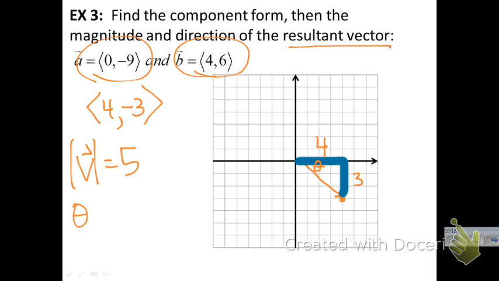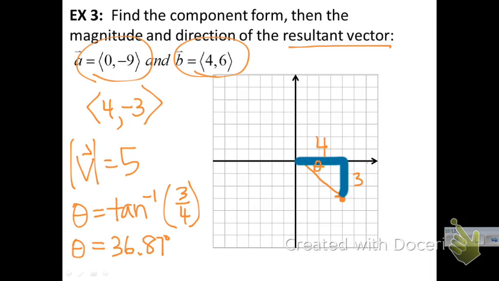Theta is our direction, so we have an opposite and adjacent, so that means we're using tangent. Because we're finding an angle, we're going to use the inverse of tangent. Opposite over adjacent. So 3 over 4. So that will give us an angle of 36.87 degrees. Now remember that this direction has to start from the positive x-axis and move this direction, so it's actually not 36.87. We have to subtract that from 360. It's not quite a circle, and that will give us 323.13 degrees.